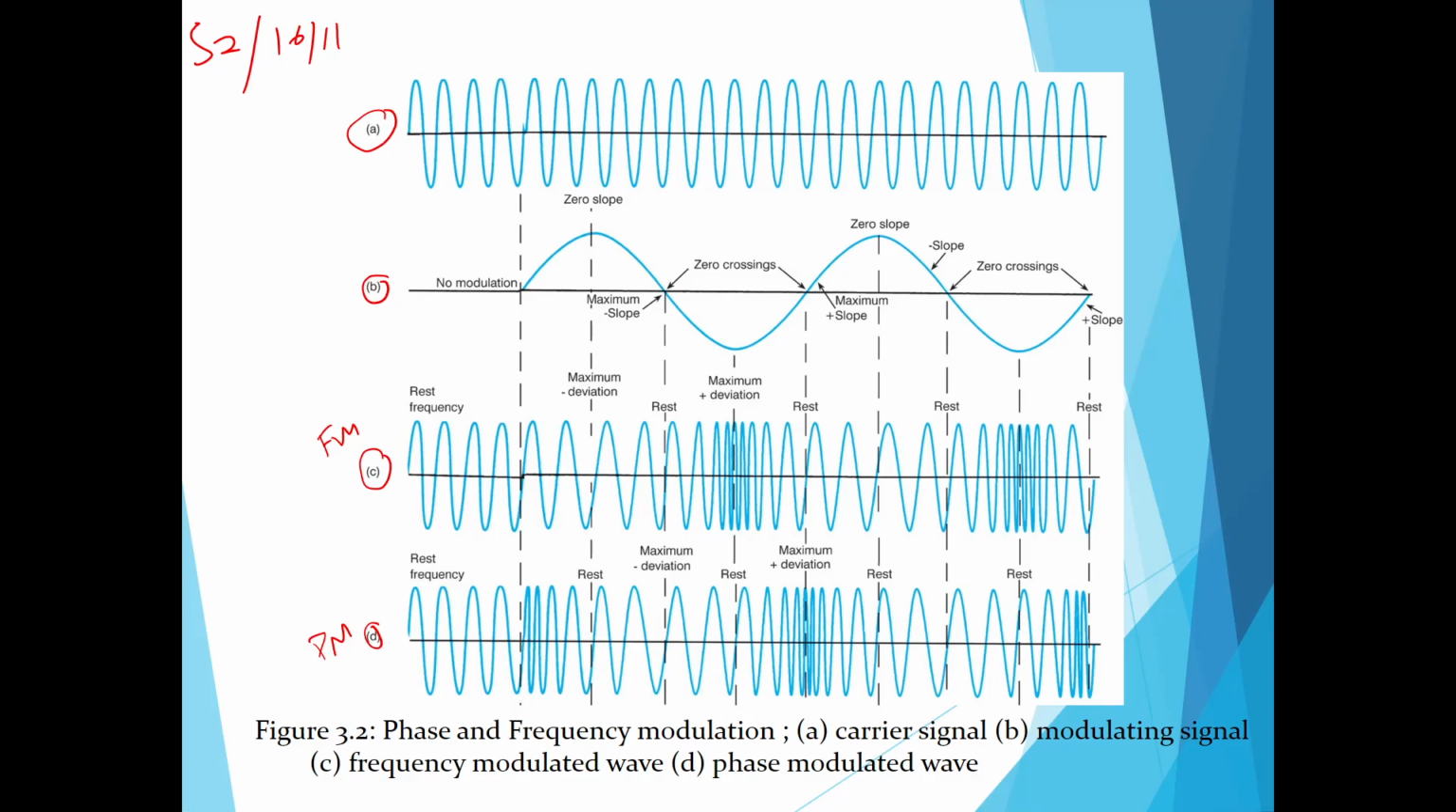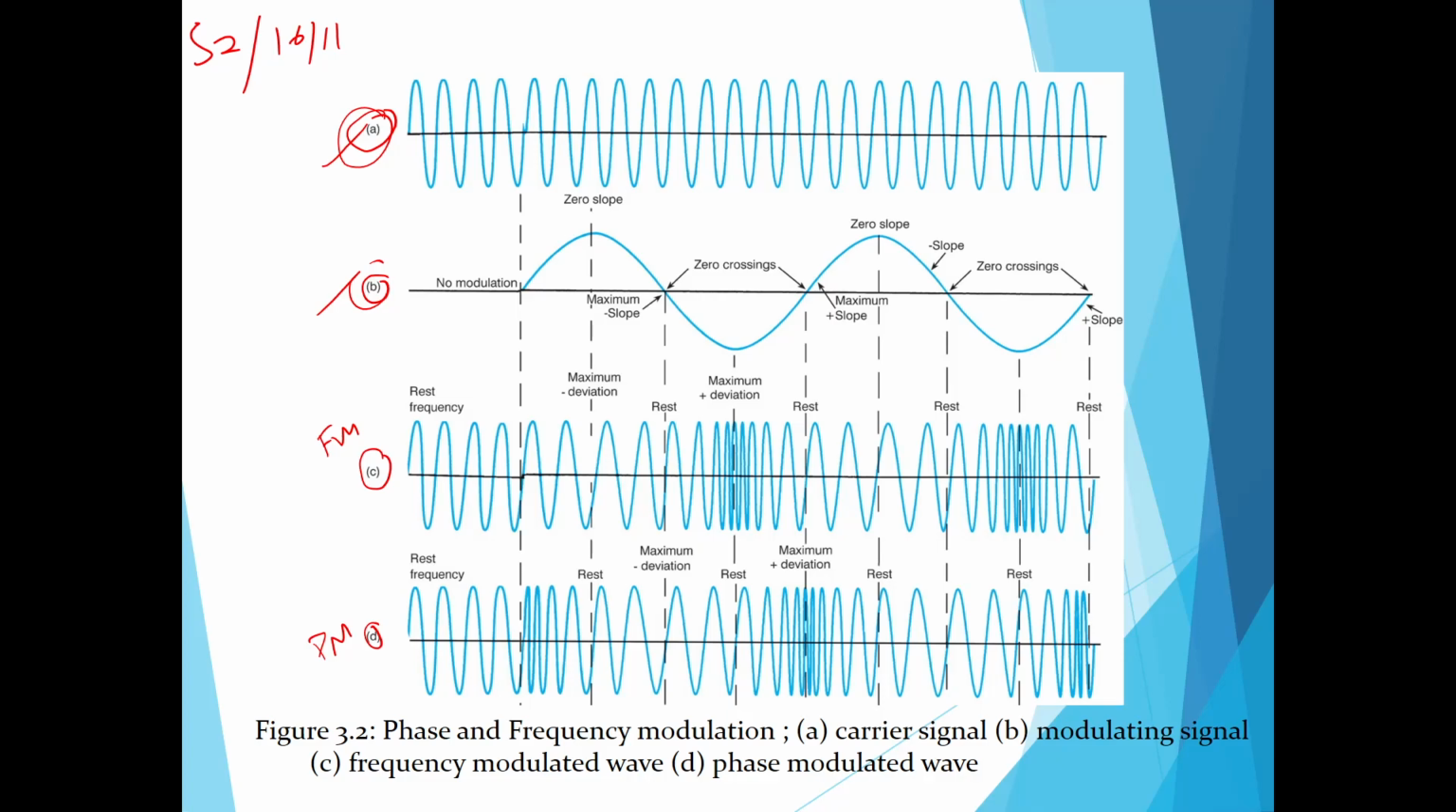If you are not given figures A and B, you cannot determine whether this is FM or PM. We cannot determine whether it is FM or PM without having the carrier signal wave and also the modulating signal wave. We need both A and B so that we can differentiate between FM and PM.